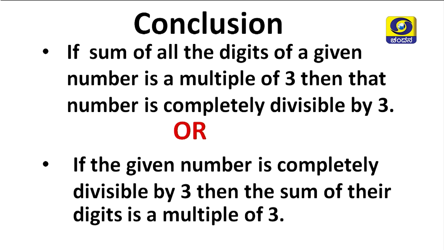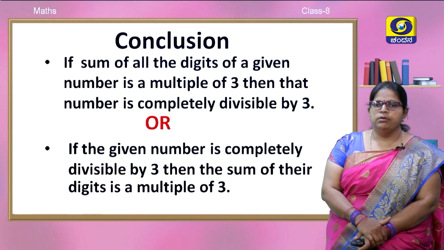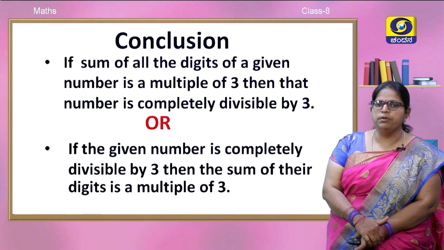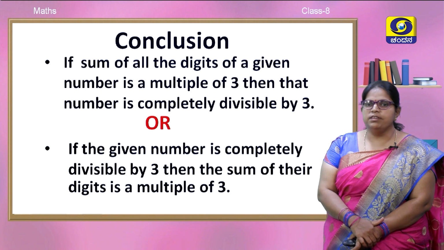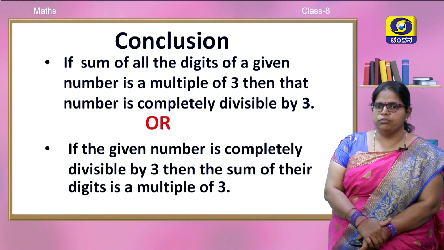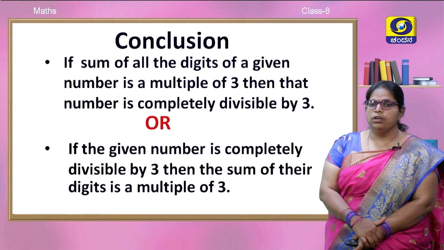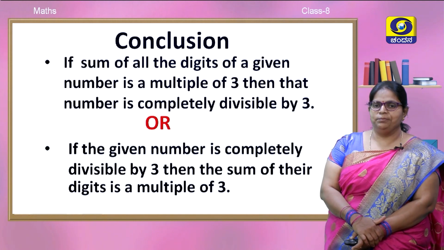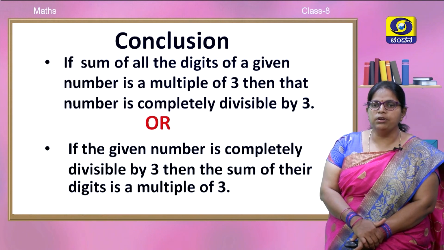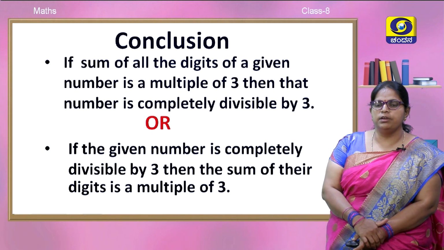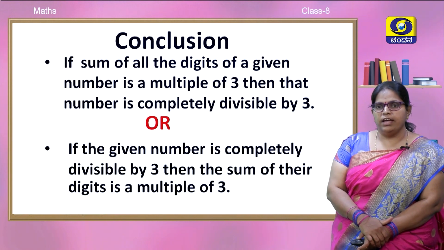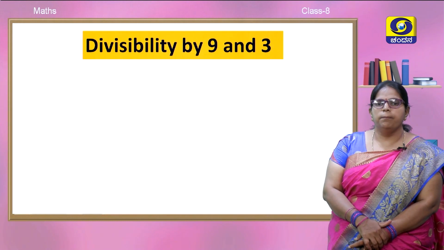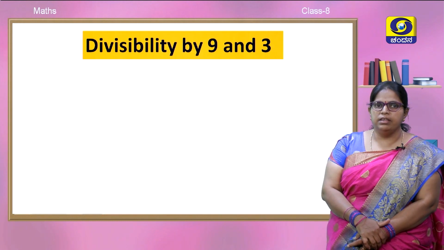The conclusion. Therefore, children, if the sum of all the digits of a given number is a multiple of 3, then that number is completely divisible by 3. So, through this activity, you have come up with a divisibility rule for 3. Do you remember? There is one more number which has the same divisibility rule. Yes, you are right, it is 9. Now, let us check the divisibility by 9 and 3 by taking an example.